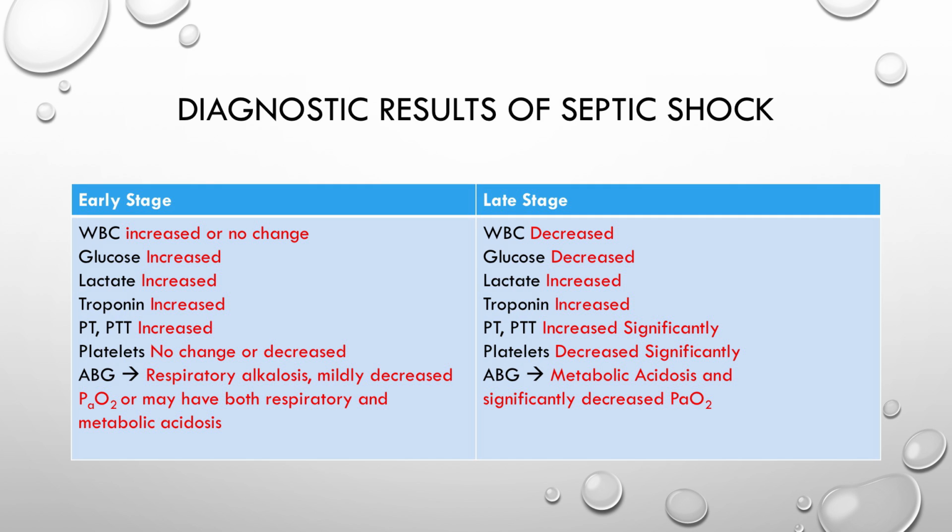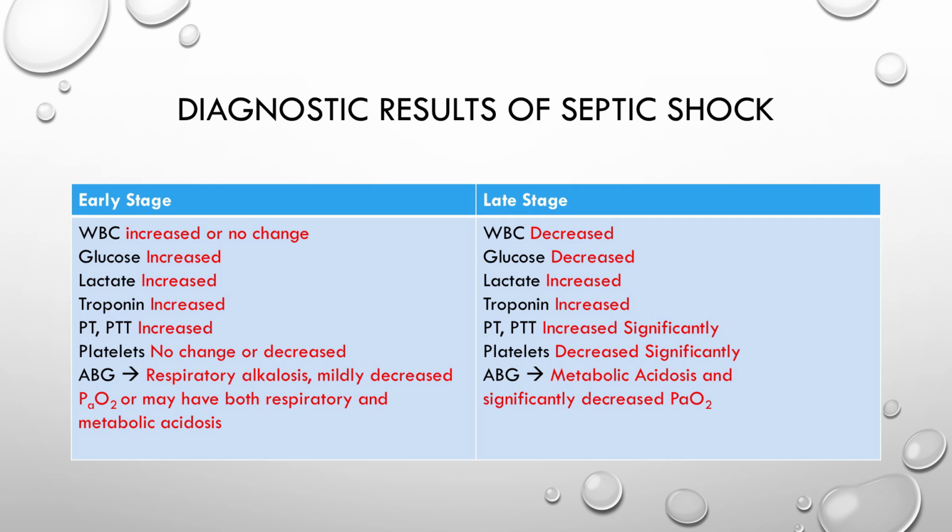Your ABG is going to show respiratory alkalosis due to the tachypnea, mildly decreased PaO2, or you may have both respiratory and metabolic acidosis. So this is going to depend on the patient. More commonly, you're going to have respiratory alkalosis very early, and then later on in the early stage, you can end up with respiratory and metabolic acidosis.